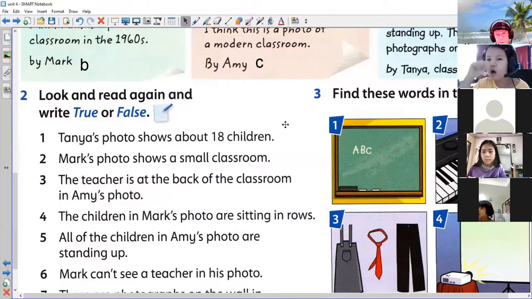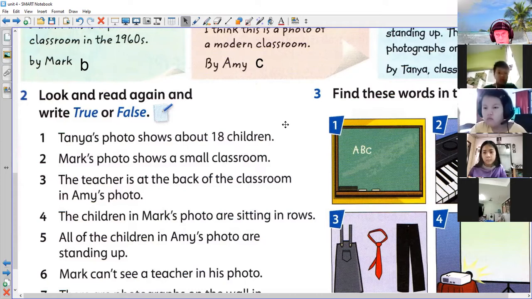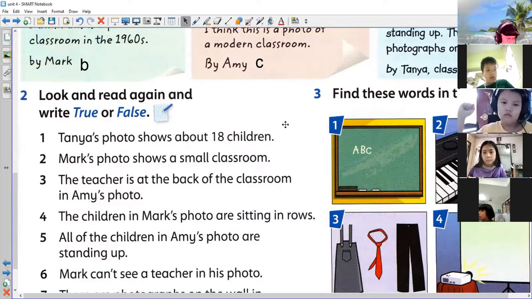Who can read number two? Teacher, may I go, please? May I go to the toilet, please? Who? What number? Want to go toilet? Number four. Yeah, yeah, you can go. Right, come on.